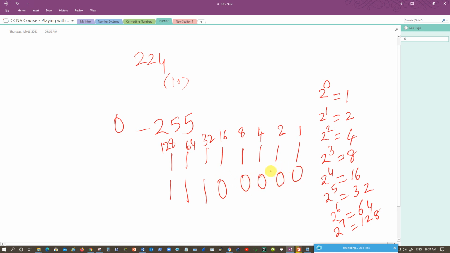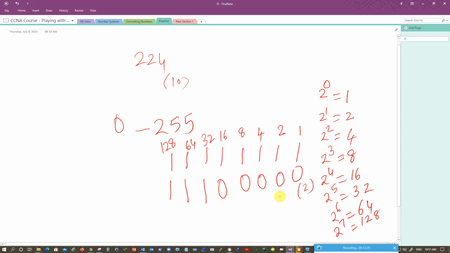Any zeros on the right side cannot be ignored, because if you ignore them, these 3 ones, when converted to decimal again, will fetch you only 7. Instead of 224, you will get the value 7. If those zeros are before 1, it's okay, you may ignore them, but here you have to write them down. So now you got 111 followed by 5 zeros as the binary equivalent of 224. This is the binary number for 224.